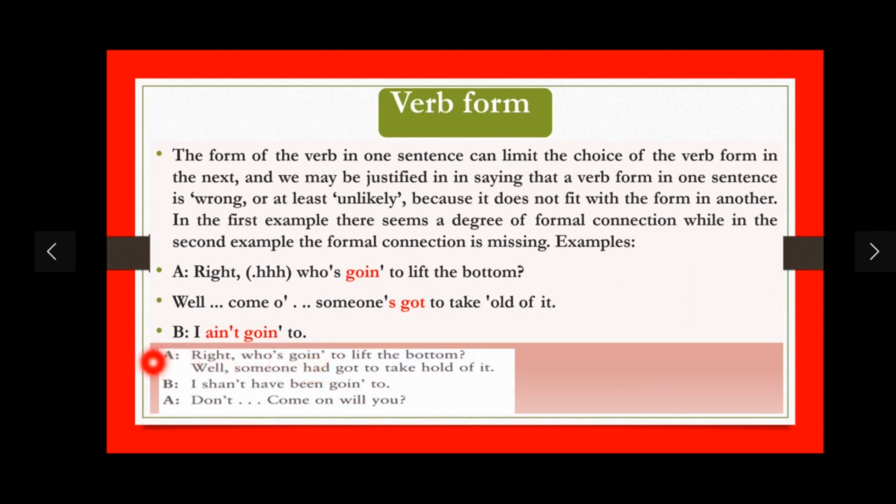And B says, I shouldn't have been going to. Again, we can see here we have a perfect continuous tense. And then A says, come on, well, you. Again, we have a different verb form. So in the second example, we have different verb forms. That's why we don't have formal links in the second example.